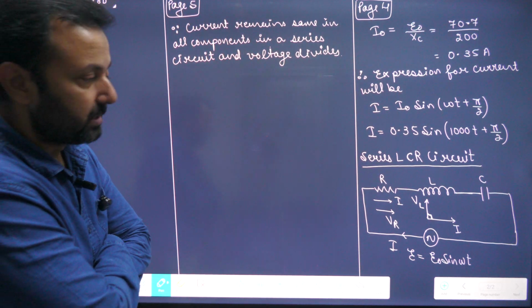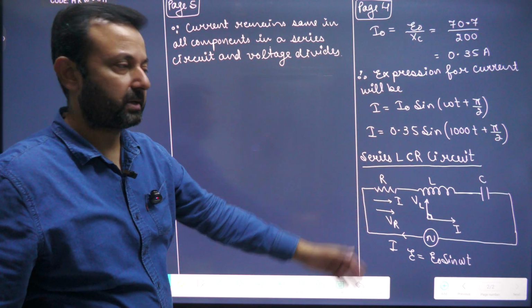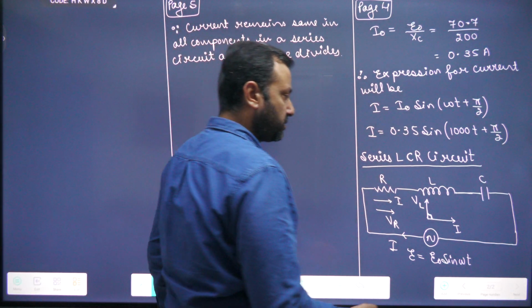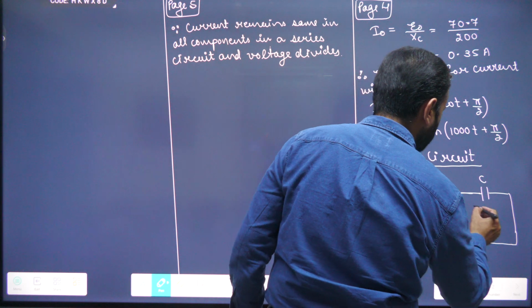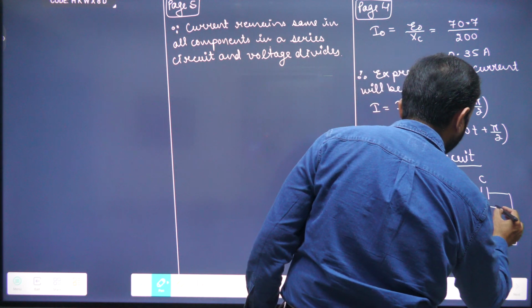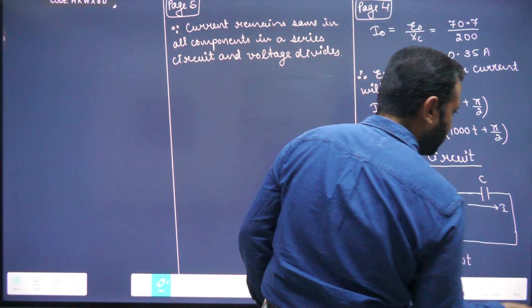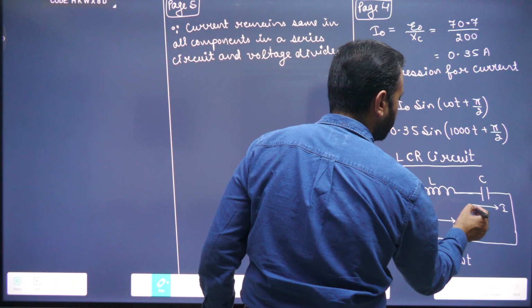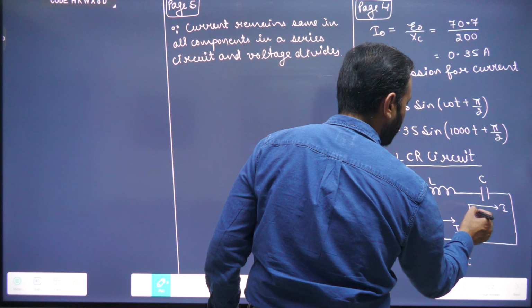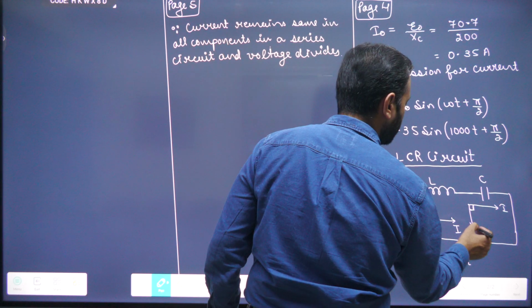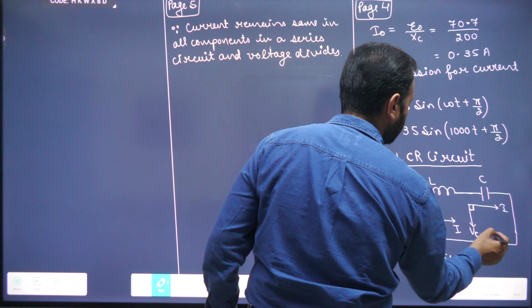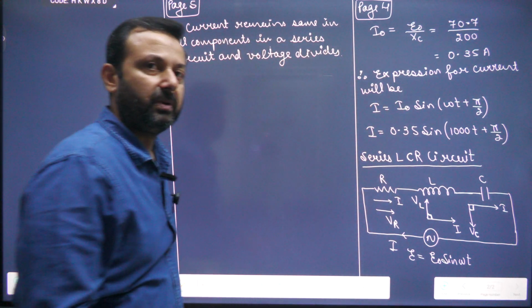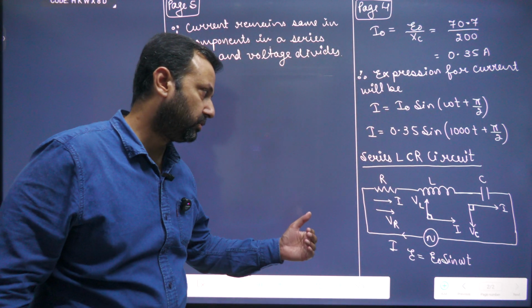Yes, sir. Okay. Now, in the next component, capacitance, the current will remain the same. So now I will draw current like this here, and current leads ahead of voltage. So I will draw voltage behind current like this, 90 degrees behind it. So this voltage across capacitance will be VC.